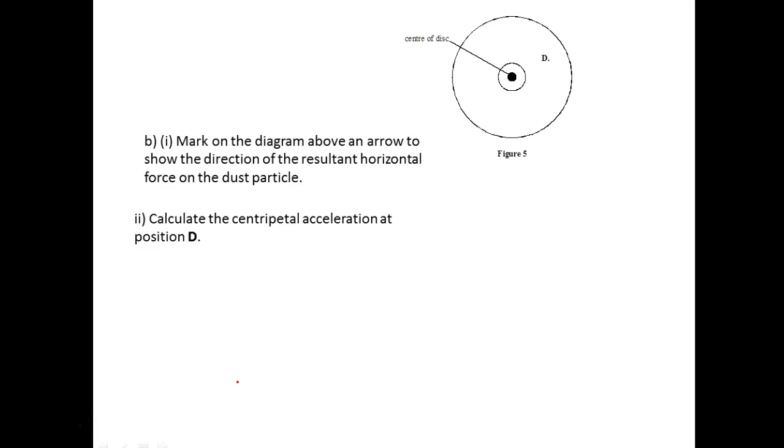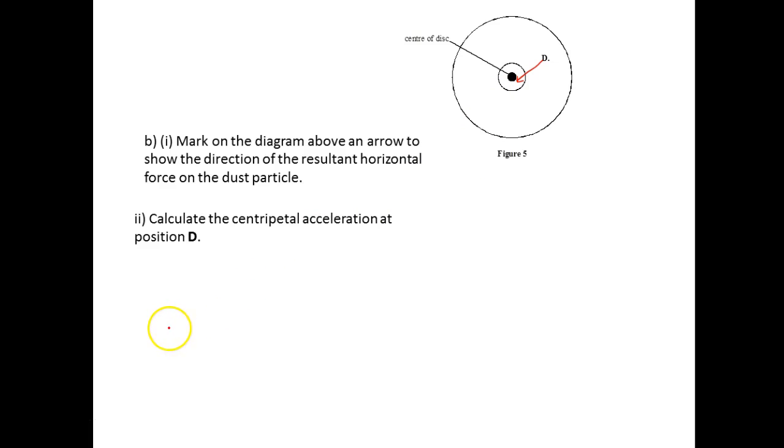So the next part of the question asks us to mark on the diagram an arrow to show the direction of the resultant horizontal force on the dust particle. Well, we know it must be acting towards the center of the disk because it's providing the centripetal force, and you can draw a straight line acting towards the center of the disk.